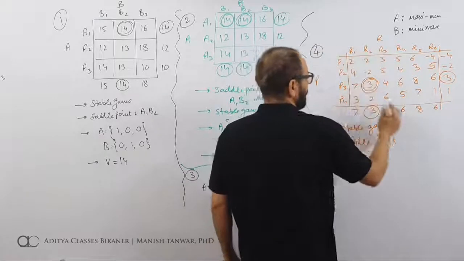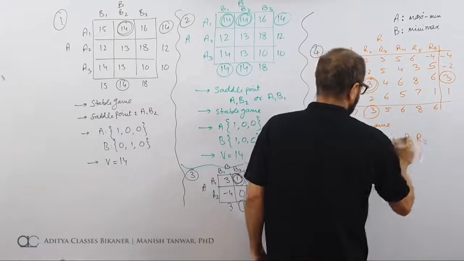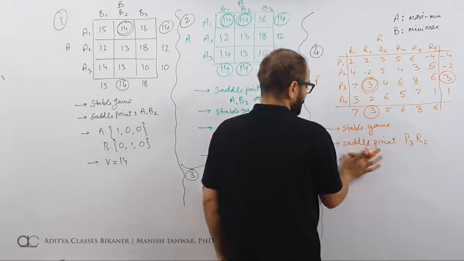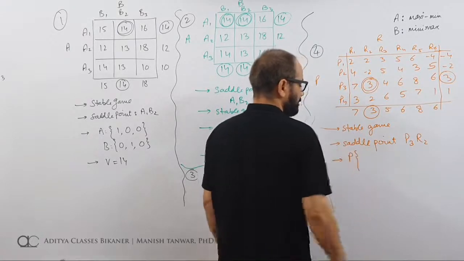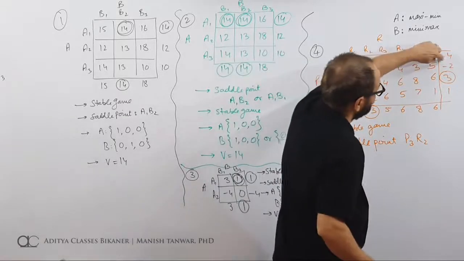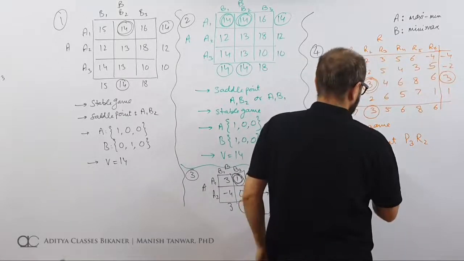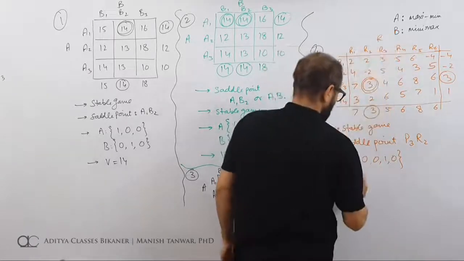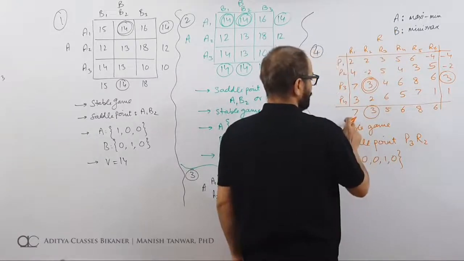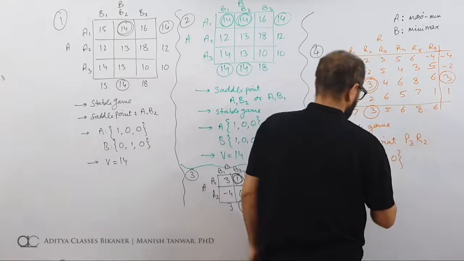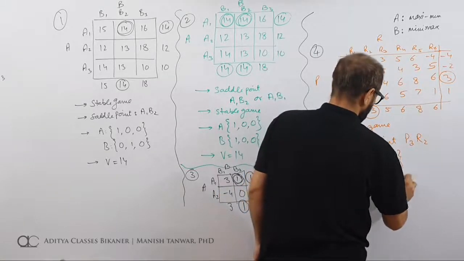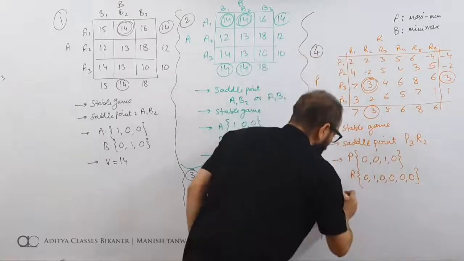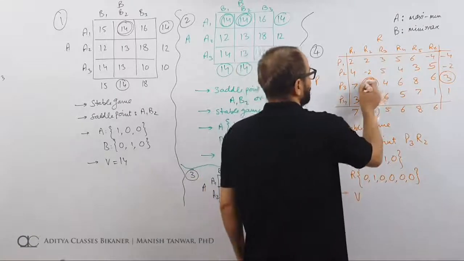That is P3, R2. What is the strategy for A? This time we have player P. What is strategy for P? Strategy for P would be 0, 0, 1, 0. What is strategy for the other player R? It is 0, 1, and then 4 zeros. What is the value of game? The value at saddle point.